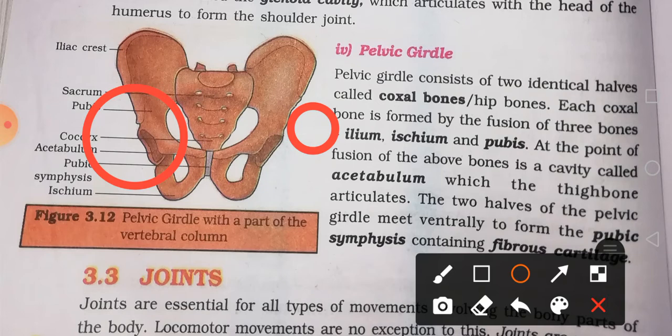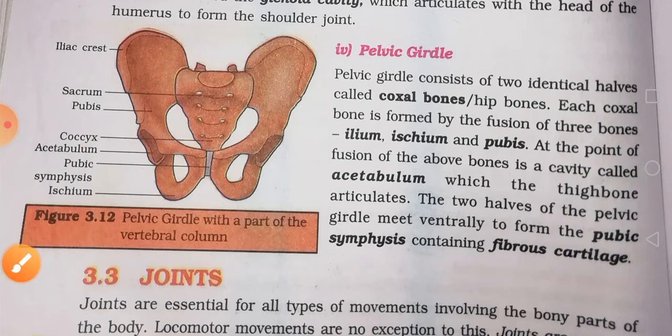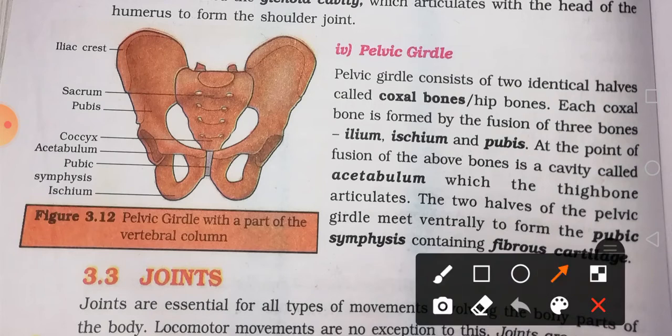It is known as the symphysis pubis. This is the symphysis pubis. This is a separate bone, and this is another separate bone. So both bones will be articulated with the help of the symphysis pubis. This is the union of the two bones, and it is called the symphysis pubis.